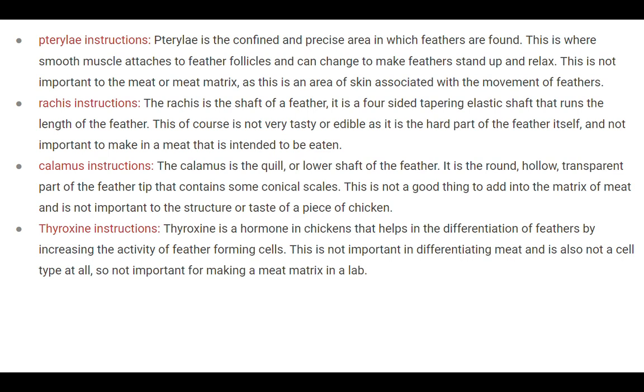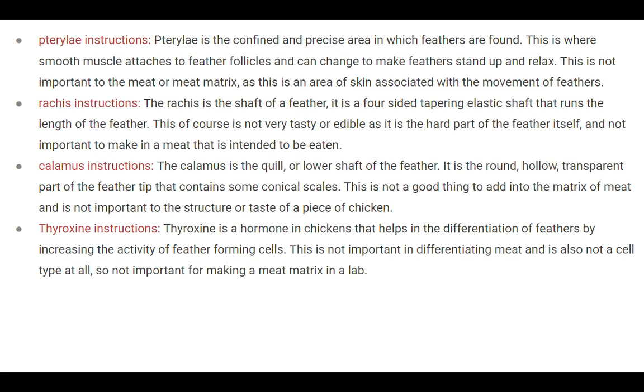The next incorrect answer was calamus instructions. Calamus is the quill, or the lower shaft of the feather. You might recognize quill from the olden days when people would use quills and ink to write. So obviously this won't be very important, but it's the round, hollow, transparent part of the feather tip and contains some conical scales. So again, it's not very important to the matrix, and it's not very important to the structure or taste of a piece of chicken.